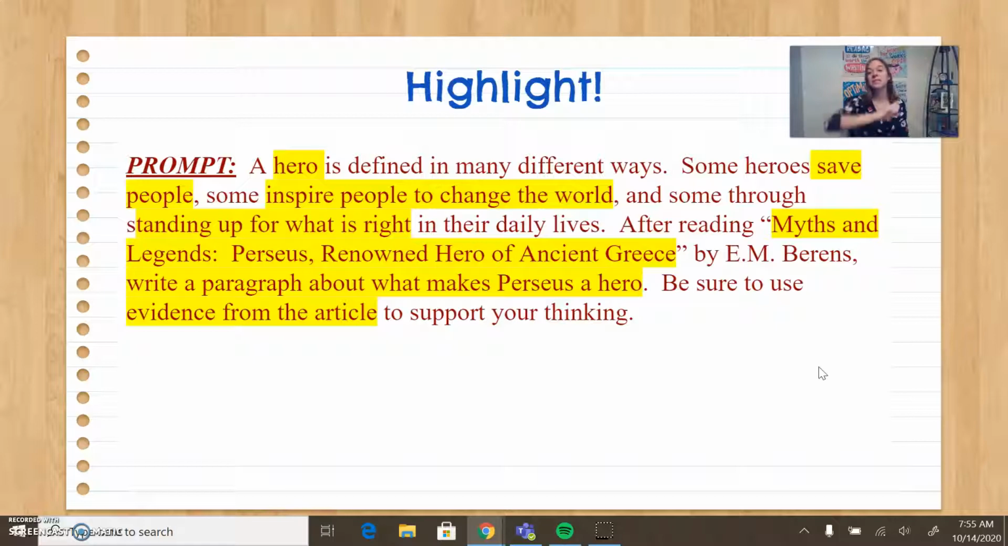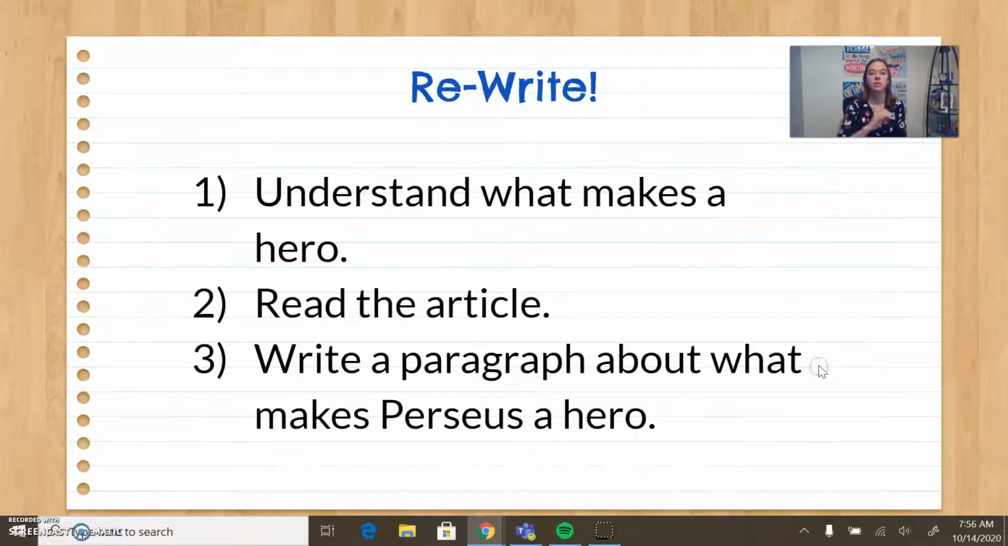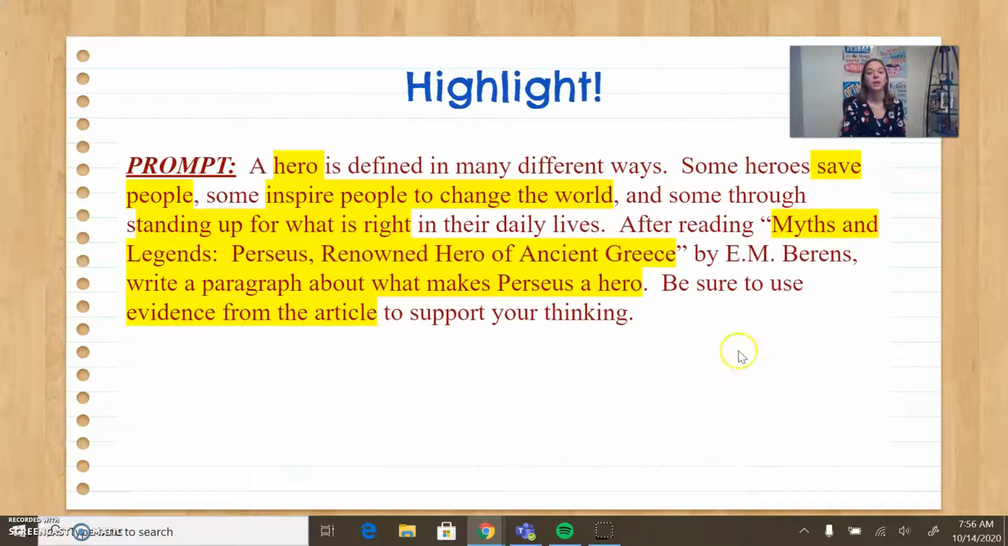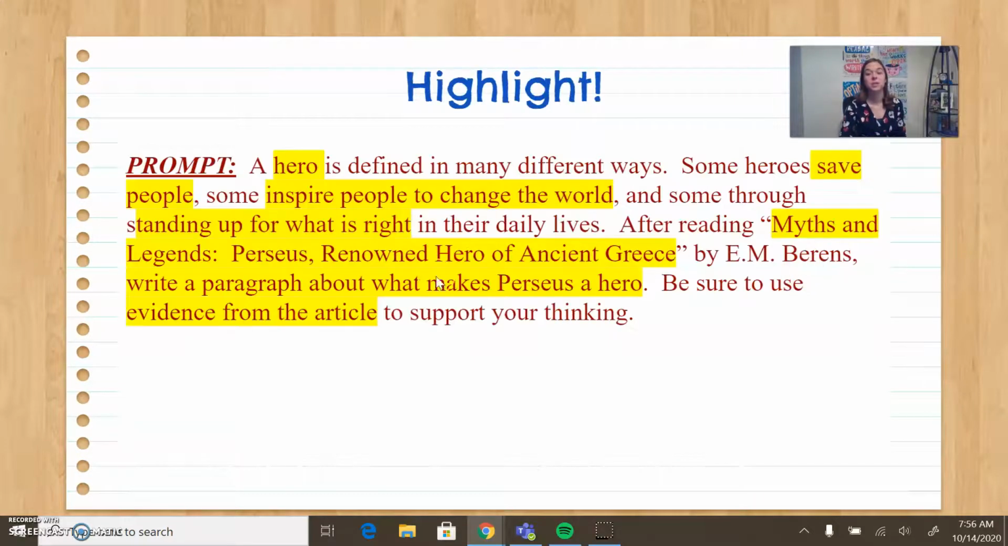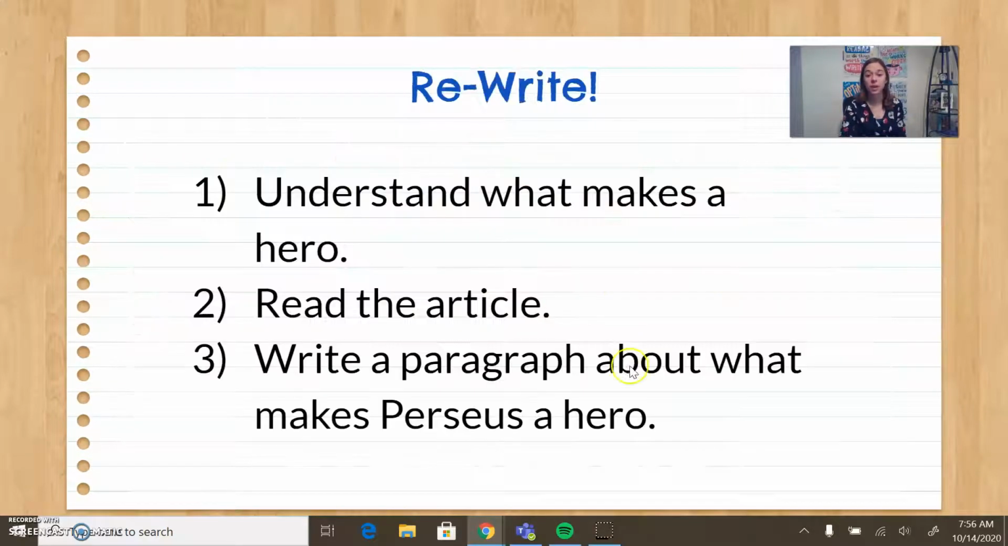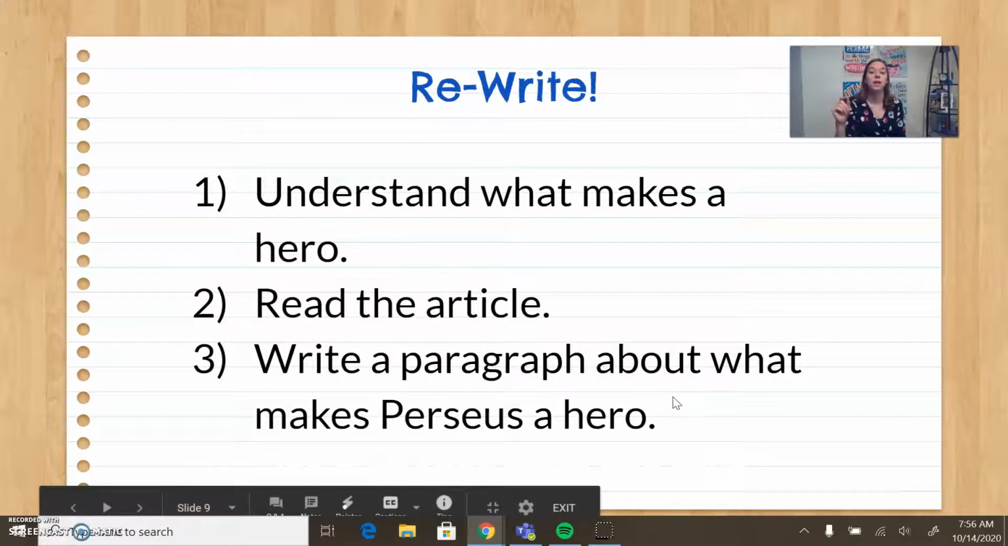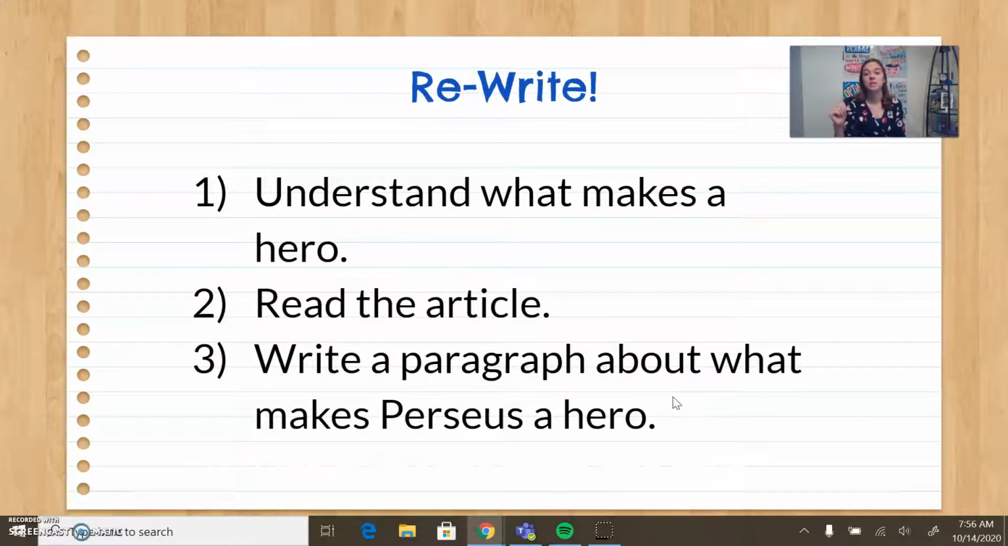All right, second step, first we highlight, then we rewrite. So we're going to take those highlights and we're going to make a checklist for ourselves as a writer. So we're going to go through and break those down. For me, it was 3 simple steps. After I looked at my highlights here, it was 3 steps. First, I need to understand what makes a hero. That comes from my first part right here. Then it's asking me to read the article. I have to do that in order to answer the prompt. That comes from the second part here. And third, I need to write a paragraph about what makes Perseus a hero.